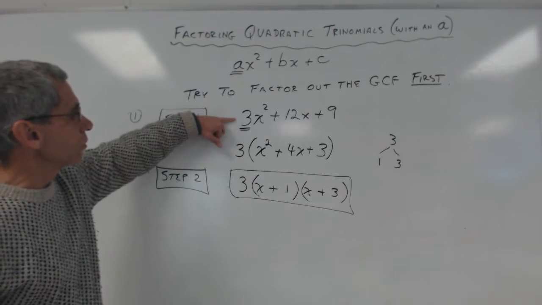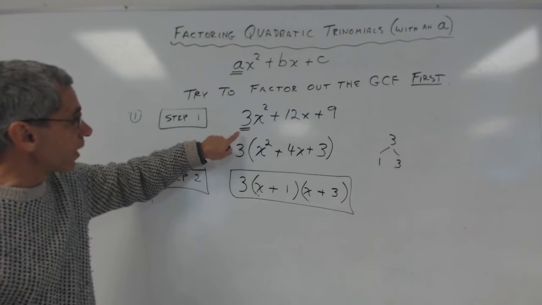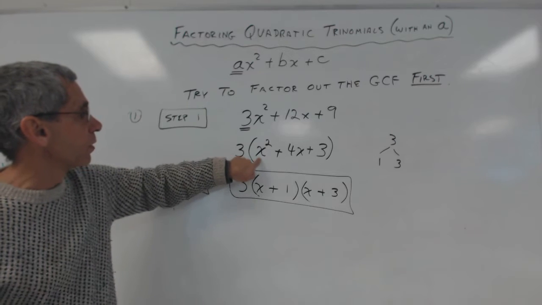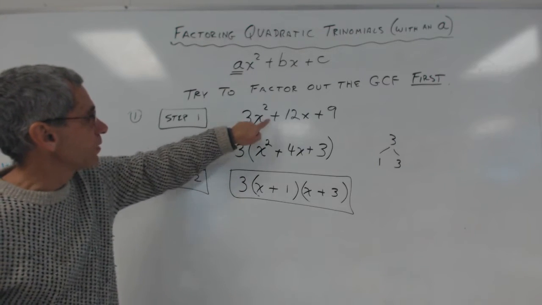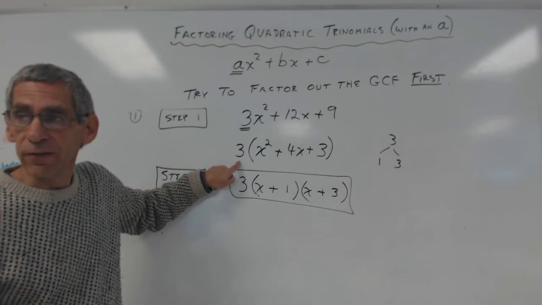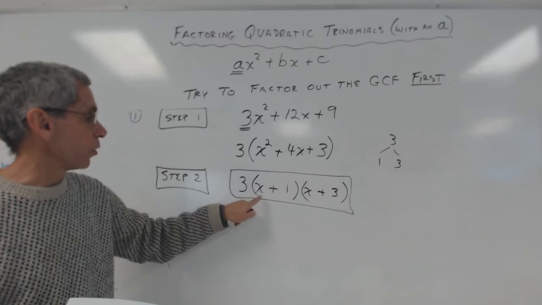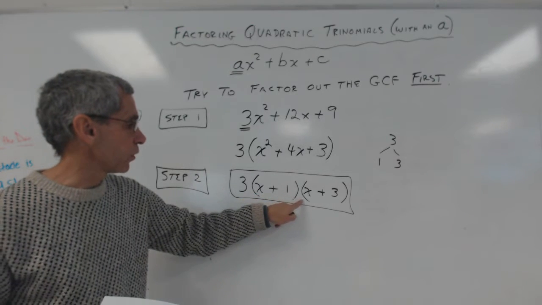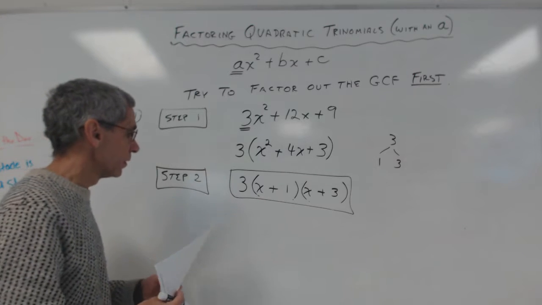The first thing you do is, if you notice there's a number in front of the x squared, you factor out that number by putting it here, put a parenthesis, and then divide each of these numbers by that factor. Then you notice you have a quadratic trinomial, and you take it one step further to factoring the quadratic trinomial.